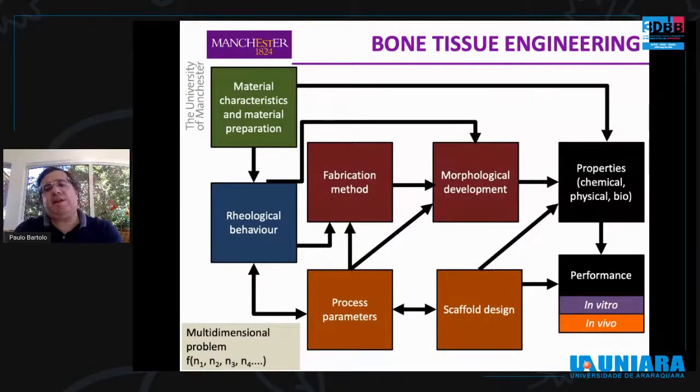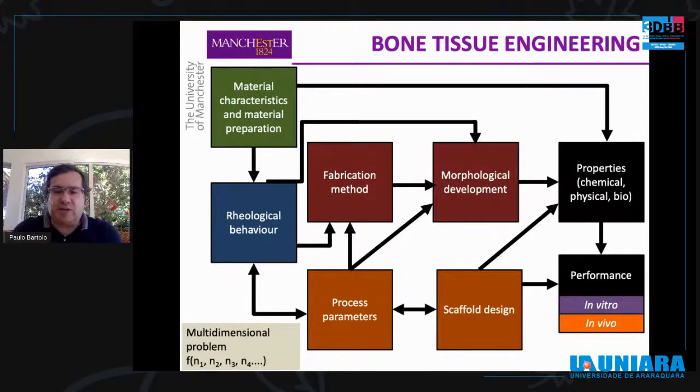As I mentioned along this presentation, one of our aims is to design and develop structures with optimized properties. This is very complex because, for example, if you change the material preparation method, you change the rheological behavior of the material, and then we need to adjust the processing parameters. By changing the processing parameters, this has an impact on the scaffold design and an impact on the morphological development. And as a consequence, we are changing the chemical, physical, bio properties of the final scaffolds.